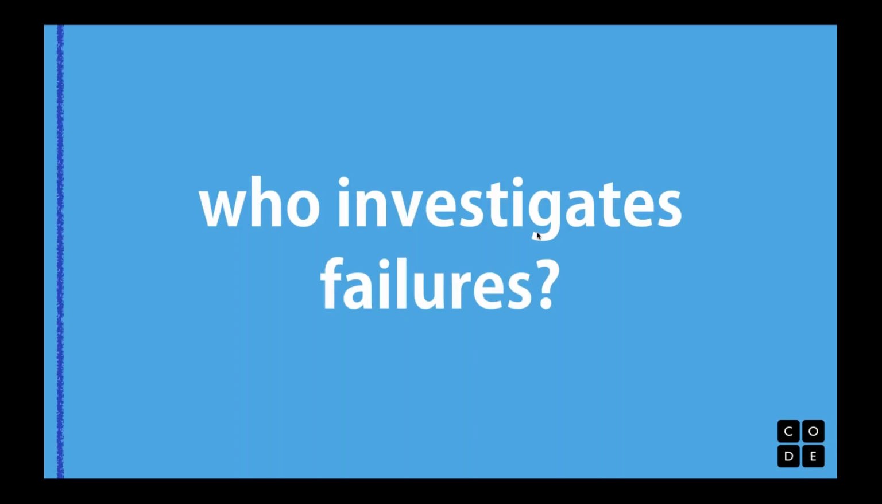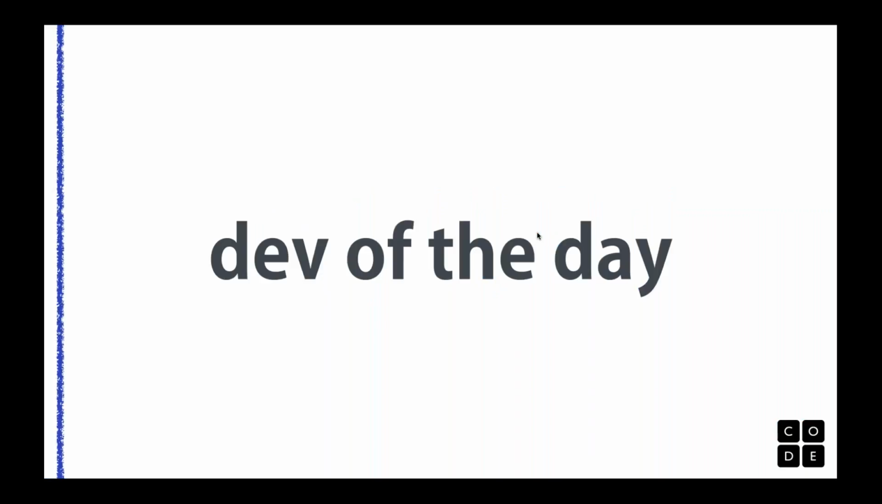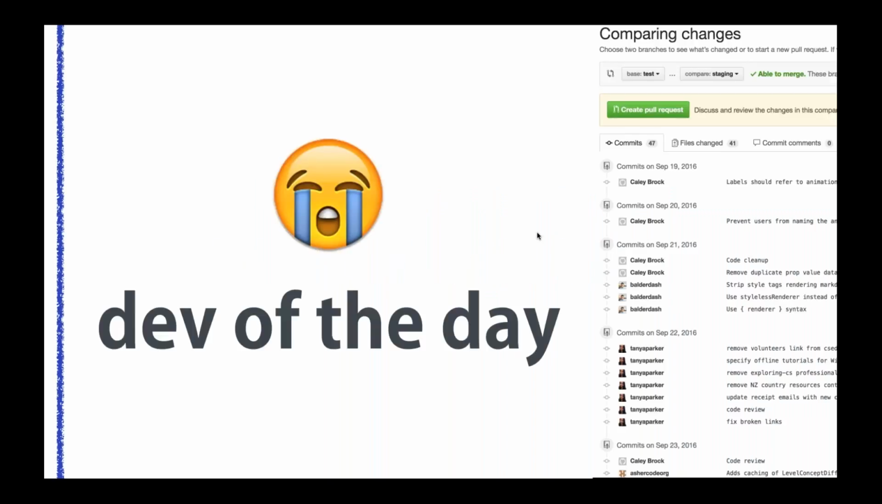So in our case, who does investigate failures? We designate someone known as the dev of the day, which is kind of like a combo build master, on-call sort of thing. Dev of the day is a mixed bag, and it's definitely gotten a lot better. Back in the day when we had the single test machine, the test would run, and maybe you'd get a failure, and then you'd look at the difference between our staging branch and our test branch, and you'd say, oh my gosh, that's a lot of commits.